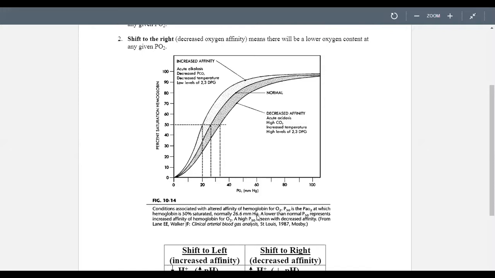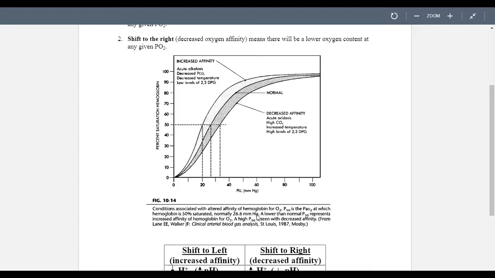So write this down. Left loves, right releases. So when the hemoglobin curve shifts to the left, it loves oxygen. Therefore, it's not giving it to the tissues because it's holding on to it. But a shift to the right will release oxygen to the tissues.